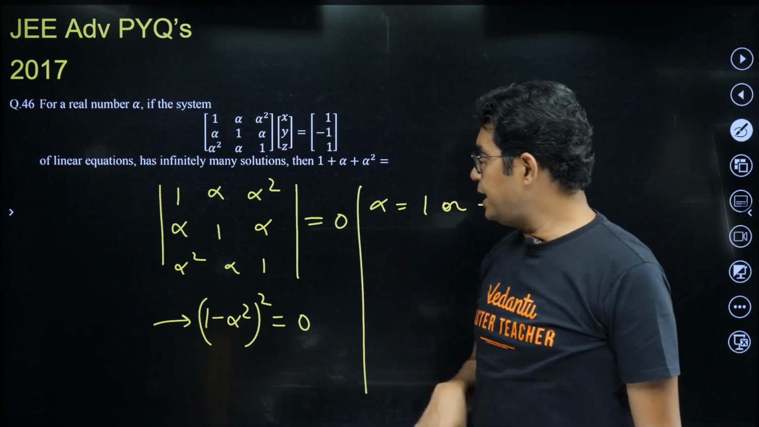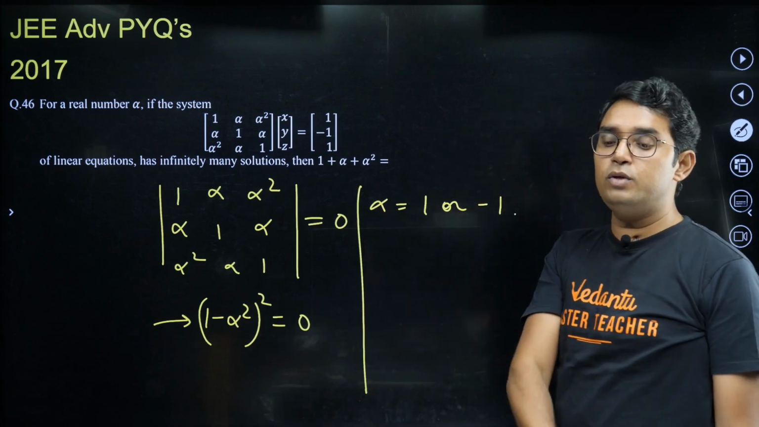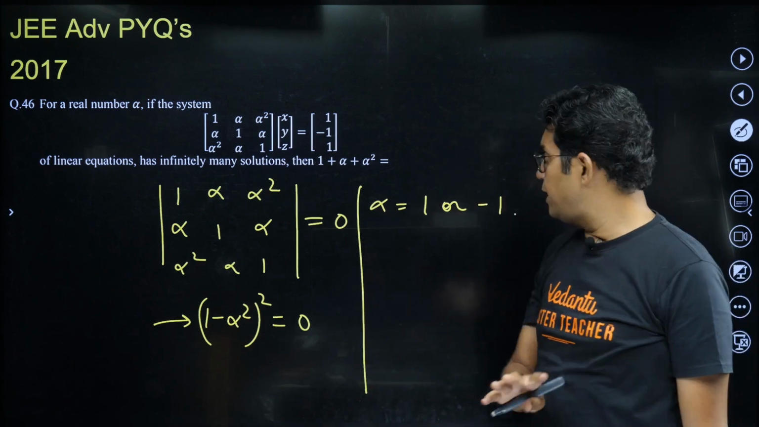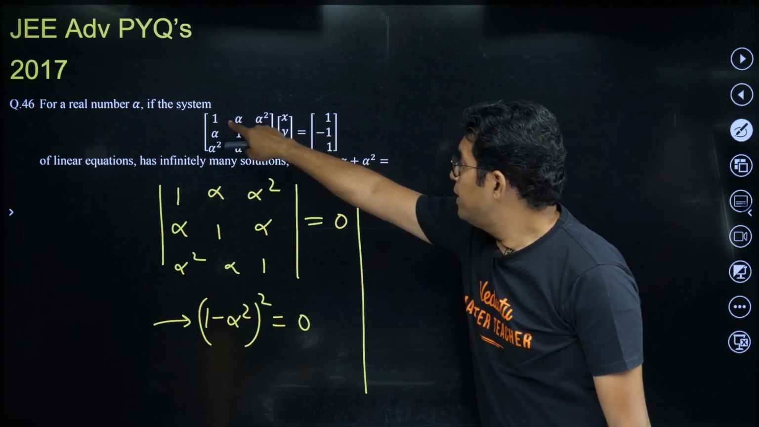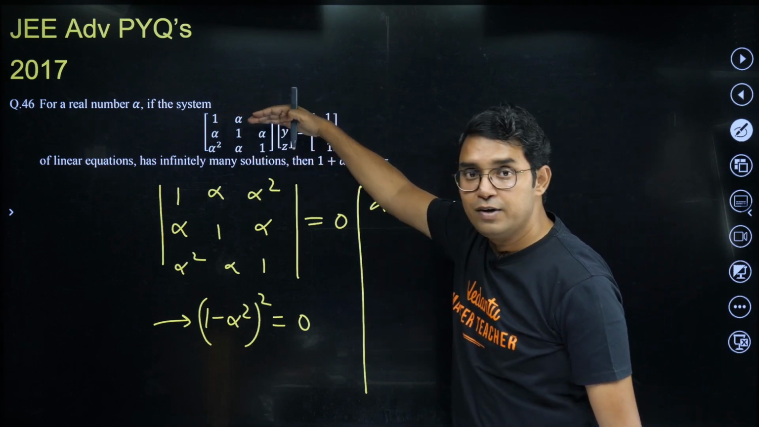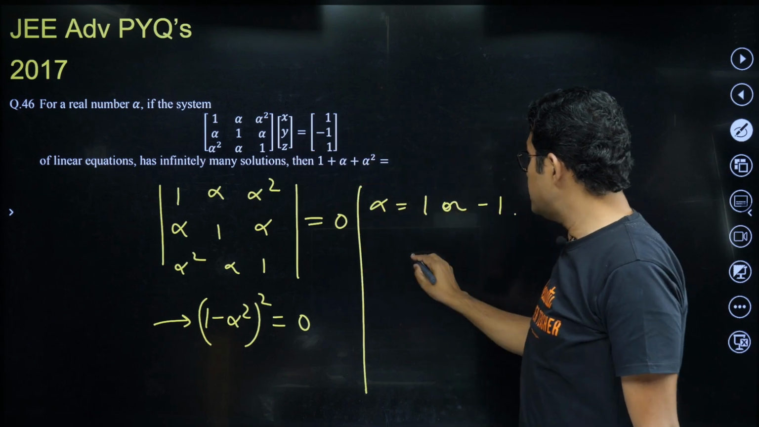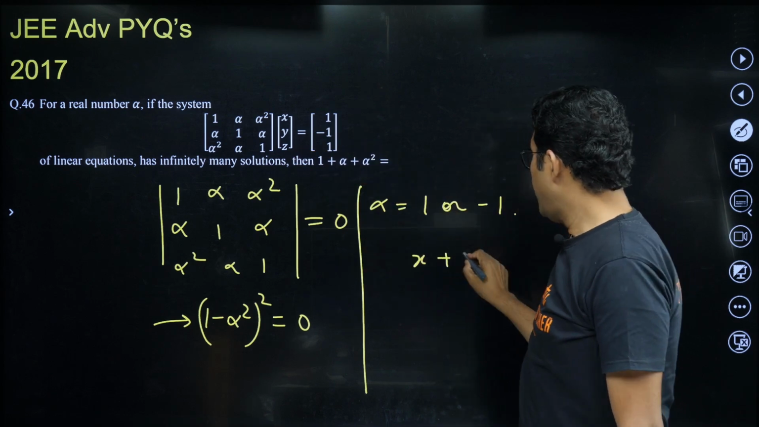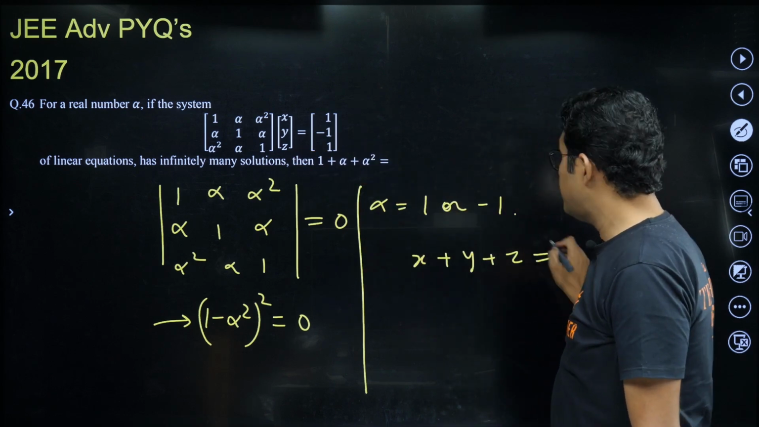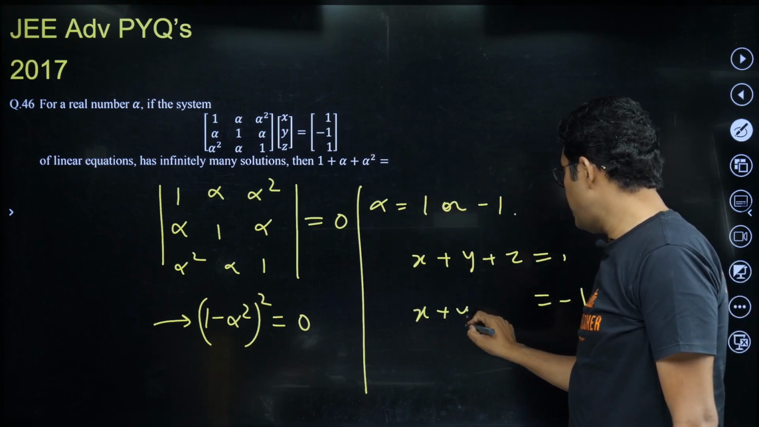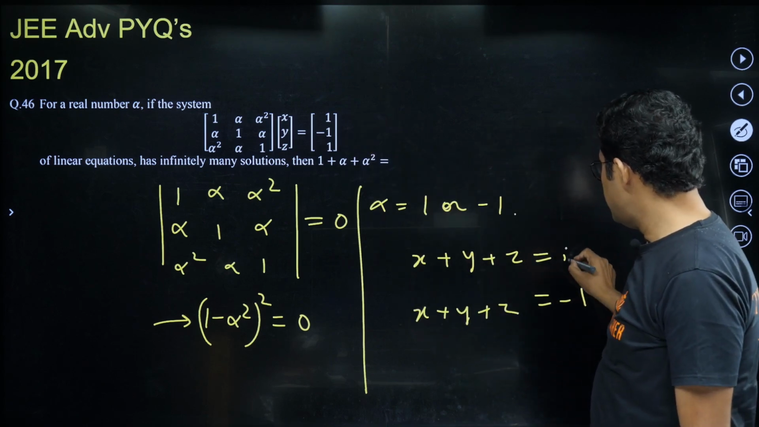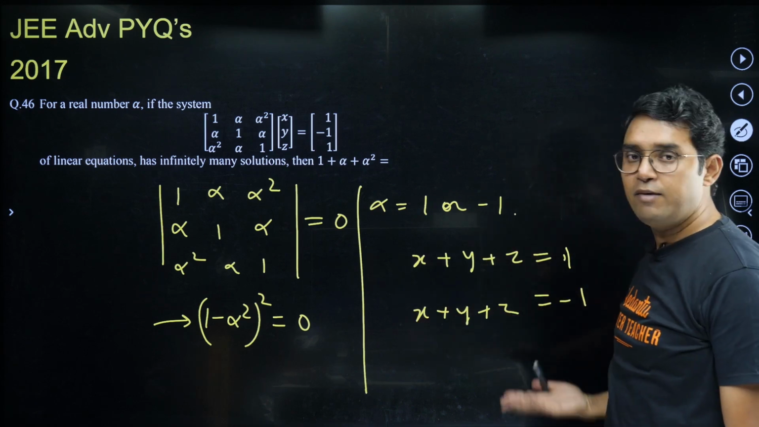Now, after that, I will not suggest that you do that dx, dy, dz. Rather, I will ask you to see if alpha is 1. All the coefficients will be 1, 1, 1, 1, 1, 1, 1, 1, 1. So equations of planes will be x plus y plus z is equal to 1, first one. For the second one, it will be minus 1. Same thing, x plus y plus z is equal to minus 1. So you can see these are two parallel planes, so they cannot have any solutions.